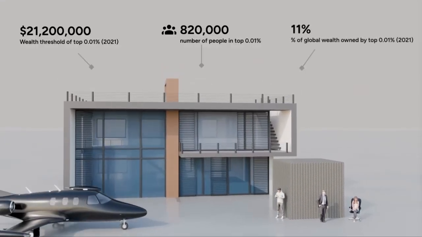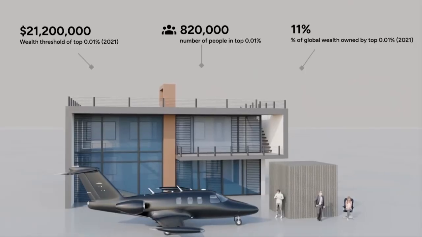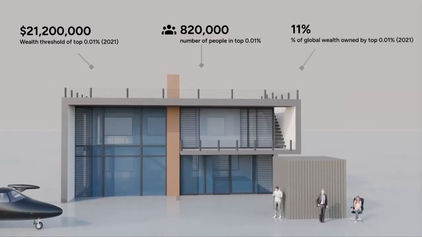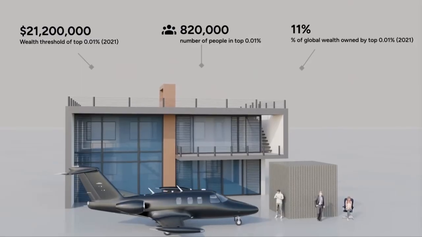To make it to the top 0.01%, you need a wealth of at least $21 million. There are about 800,000 people in this group, and they own 11% of the world's wealth. It's estimated that private jets are used by about 0.003% of the population, which would be about 30% of this group.